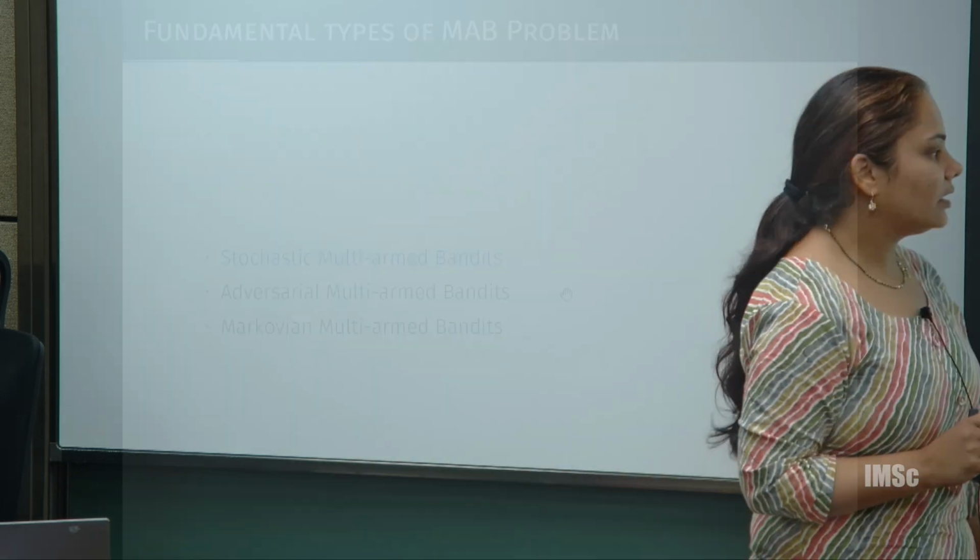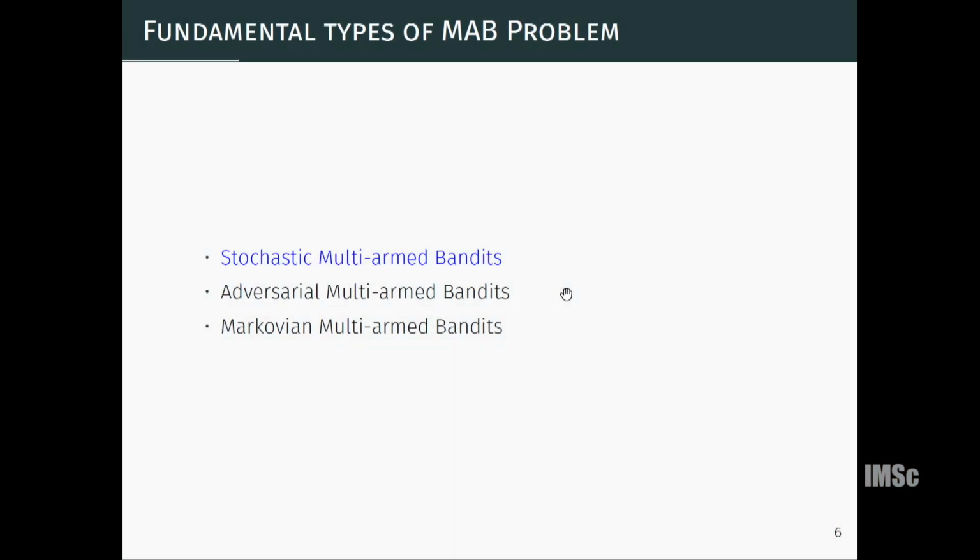Okay, perfect. So now there are three fundamental types of multi-arm bandit problem, like Sushmita asked. There is something called stochastic multi-arm bandit, adversarial multi-arm bandits, and Markovian multi-arm bandit. Let me just give you a quick glimpse of what these multi-arm bandits are with some application, and then we will continue in the first lecture. We will continue on the stochastic multi-arm bandits only.